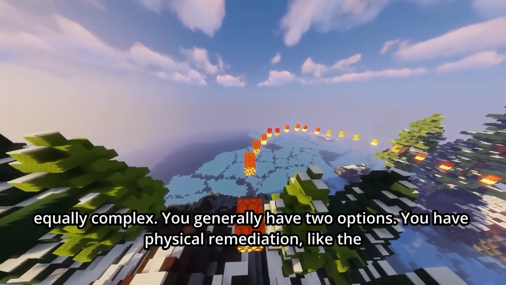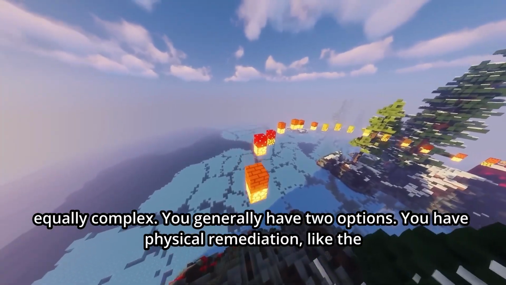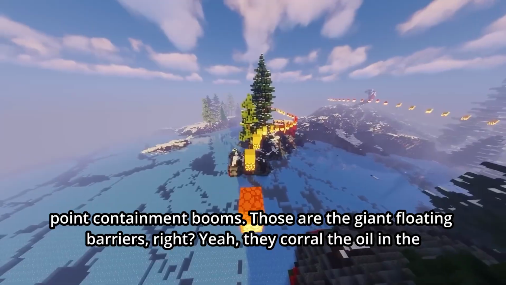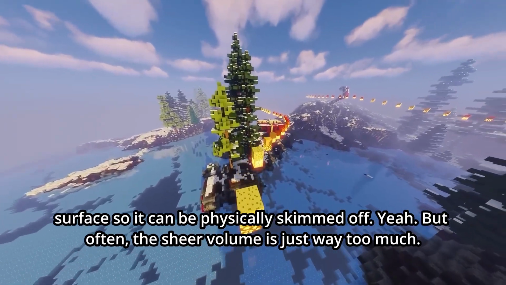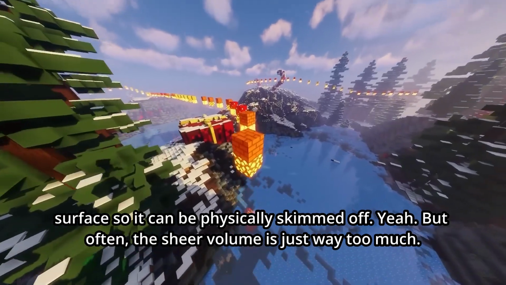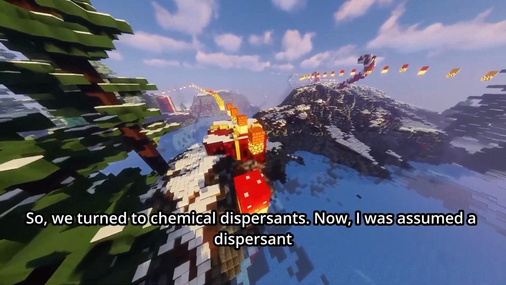You generally have two options. You have physical remediation, like deploying containment booms. Those are the giant floating barriers, right? Yeah, they corral the oil on the surface so it can be physically skimmed off. But often, the sheer volume is just way too much, so we turn to chemical dispersants.